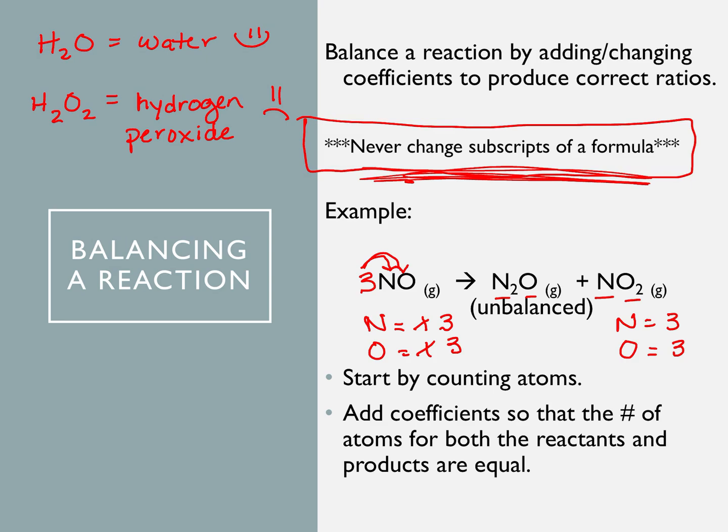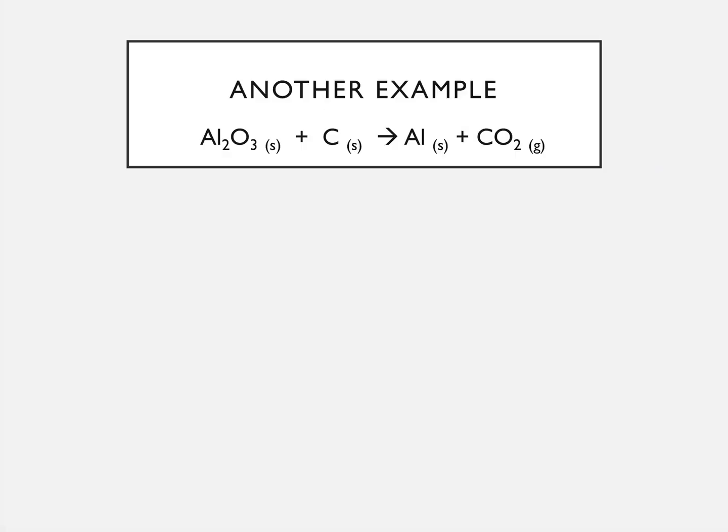Okay, and so that's the process that I would do. Count how many you have on each side, add coefficients, and change these atom counts until you get equal numbers on each side. And then once you get good at balancing reactions, you won't need to do that so much. So here's another example.